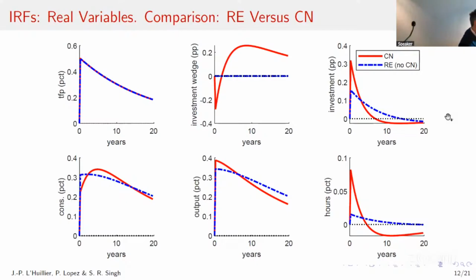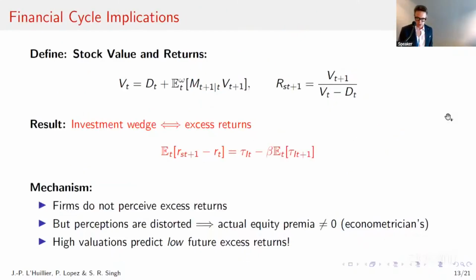This is a simulation of the impulse response functions to TFP. In blue, you have rational expectations. There's no investment wedge, correct? However, in red with computational neglect, you're going to have a boom-bust investment wedge that generates a rise in investment that is very sharp, and this is going to decline also very rapidly. That is the bust. For completeness, I'm showing also the other IRFs, but let me just move on to the perhaps more interesting result.